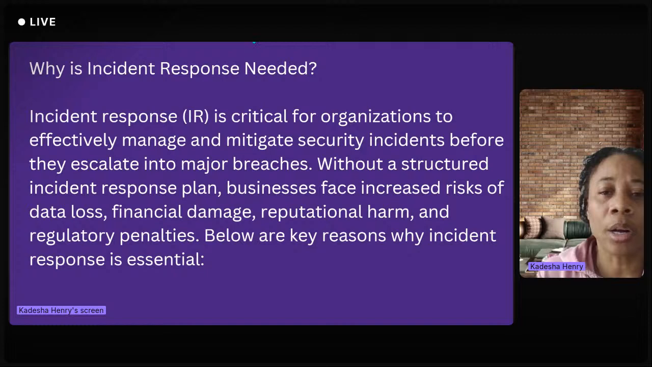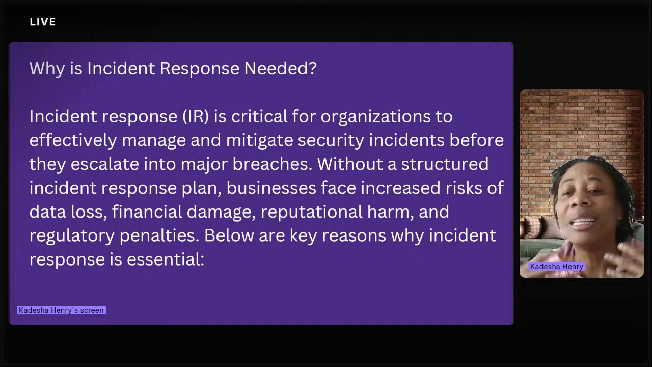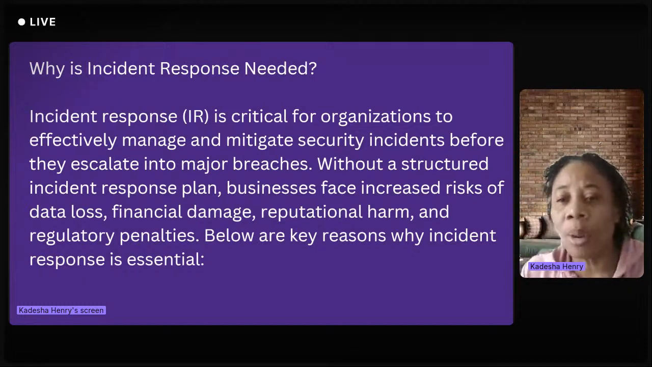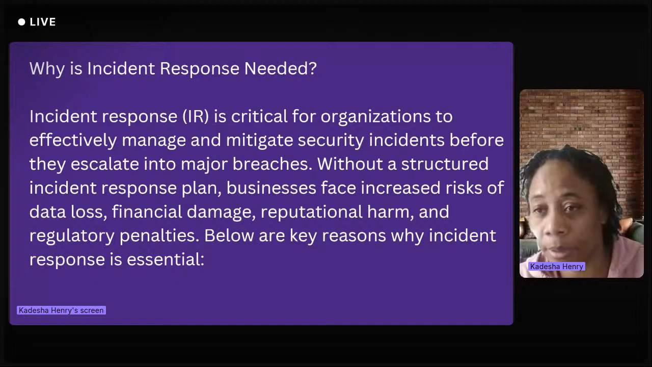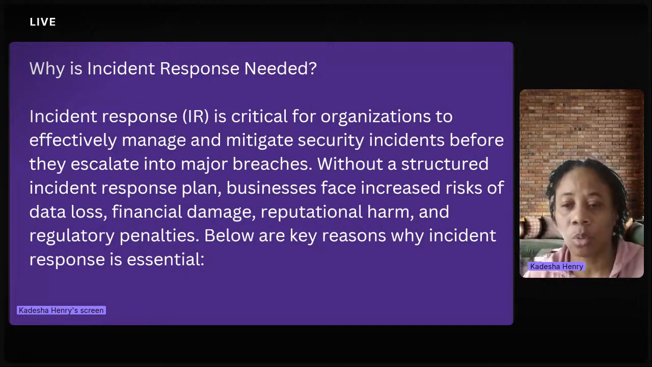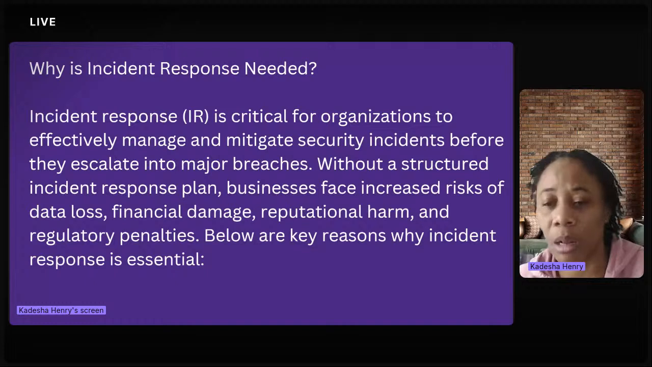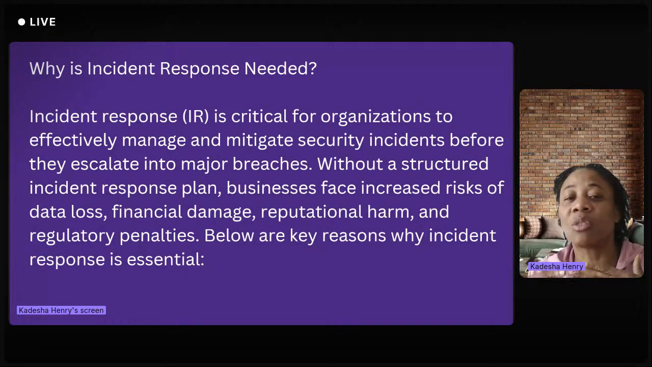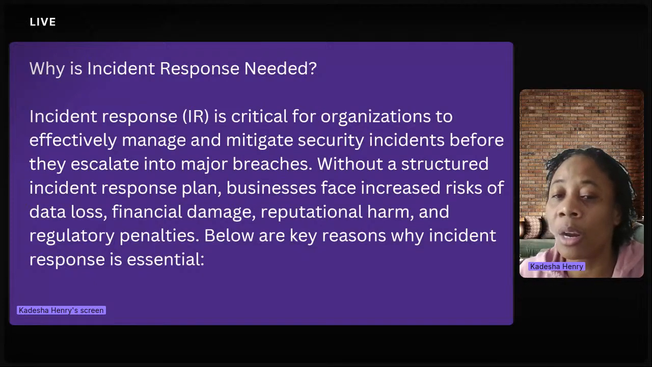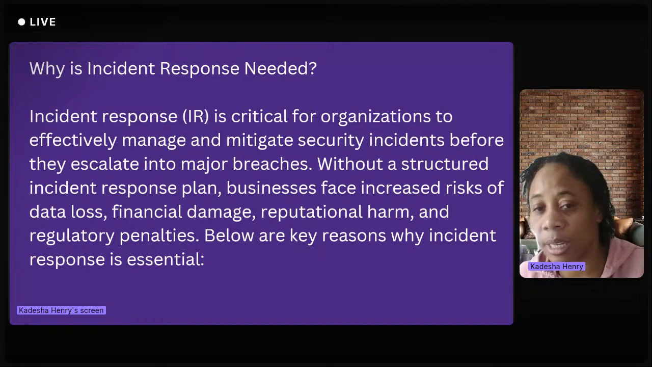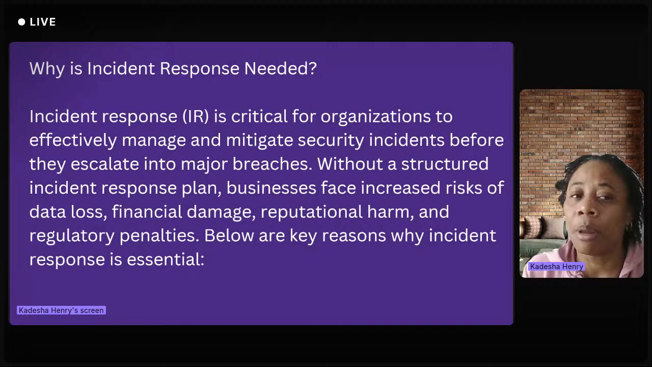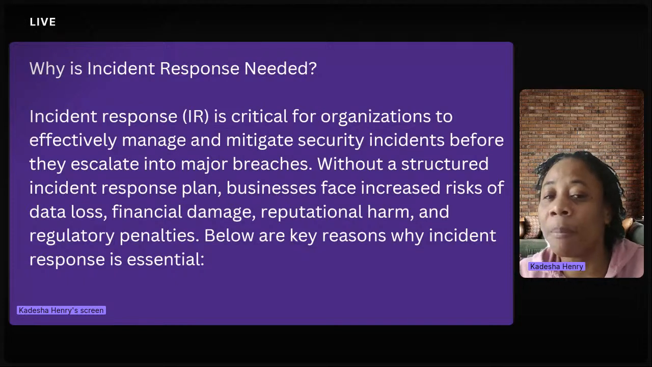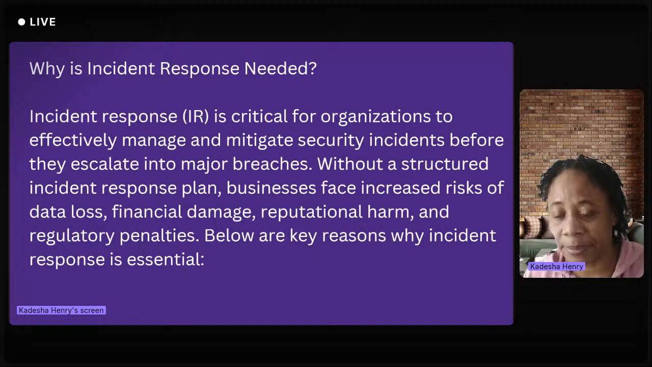So now we're going to look at why incident response is needed. Why do we need this? Why do we push for this to happen? What's the purpose? Why are we pushing for cyber incident response? Cyber incident response, which is IR, is critical for organizations to effectively manage and mitigate security incidents. We briefly talked about this before: before they escalate into a major breach, right?